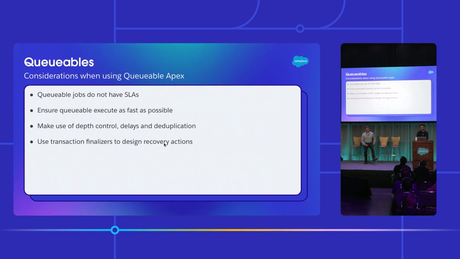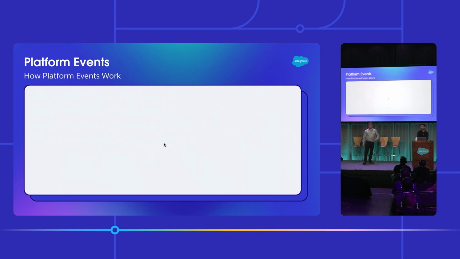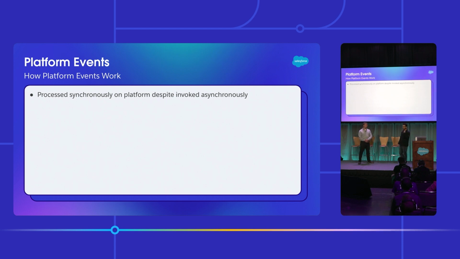All right, with that, let's talk about another asynchronous mechanism that we give to developers: platform events. How many of you use platform events? Okay, many of you have used platform events. So how do these platform events work? They are processed synchronously on the platform despite being invoked asynchronously. They will be invoked asynchronously, but they are processed synchronously.